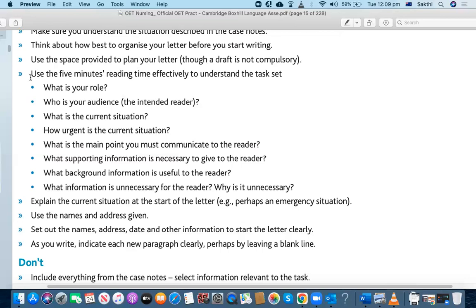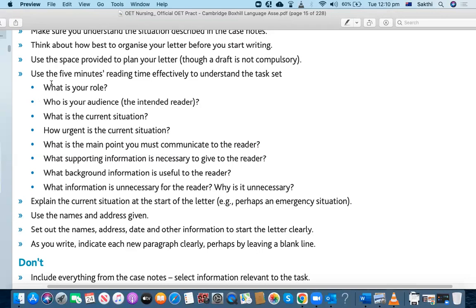Yes. Remember that 5 minutes are going to be golden. The first 5 minutes of reading time are going to be really precious. You have to utilize this time to the maximum extent so that you can also plan during the reading time. That can help you out a lot. And there is a wide variety of things that you have to focus on, that you have to understand.